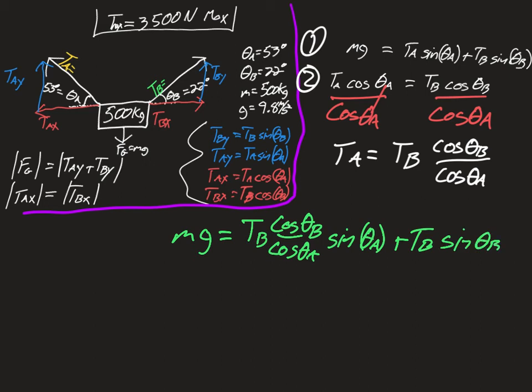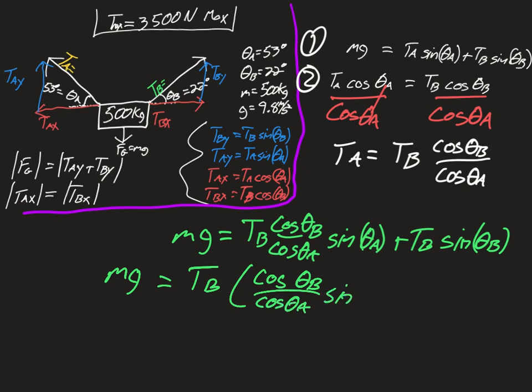sine theta B. Ooh, well, this is good, because if you look at this, I have this term multiplied by TB and this term multiplied by TB. So it looks like TB was distributed, so I can just pull it straight out, and I can end up with mg is equal to TB times cosine theta B divided by cosine theta A times sine theta A plus sine theta B.